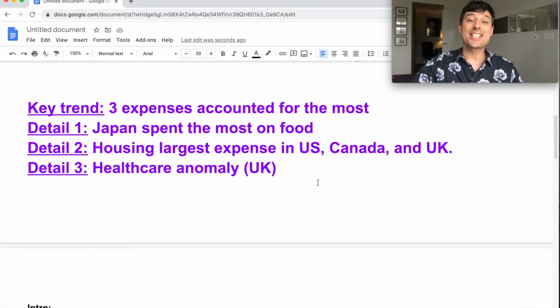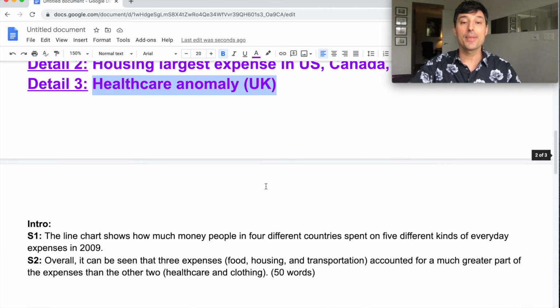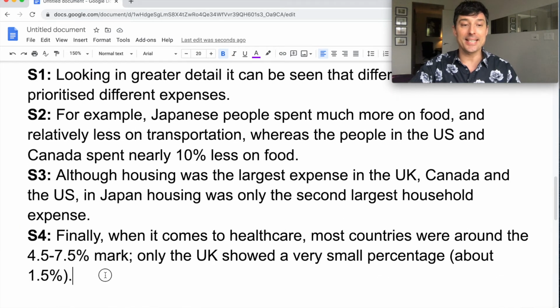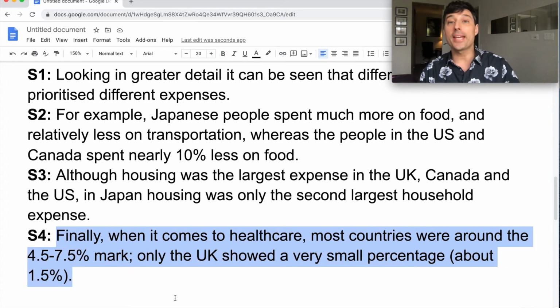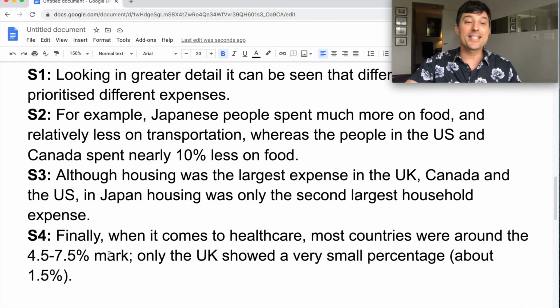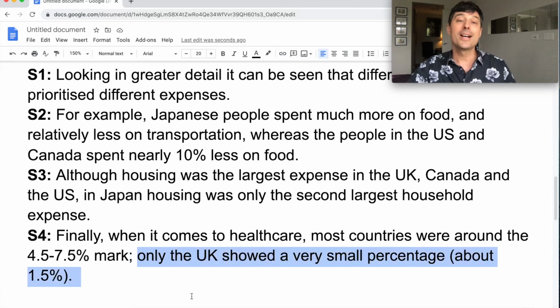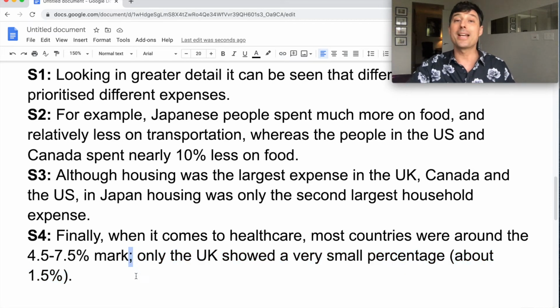So the last sentence, I'm going to talk about this detail 3, the anomaly in healthcare in the UK, and I'll say something like this sentence here. Finally, when it comes to healthcare, most countries were around the 4.5 to 7.5 mark. Only the UK showed a very small percentage, about 1.5%. I've done something a little bit different in this sentence. I used that great linker finally, plus I used a semicolon which tells the audience some kind of explanation is going to follow. So that's going to get you a nice mark for the grammar. You're using some different kind of punctuation right there.